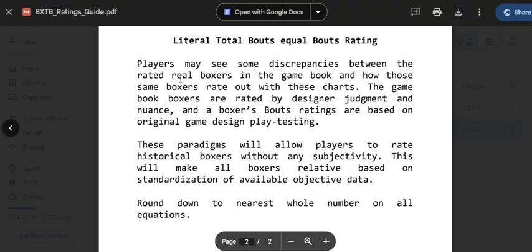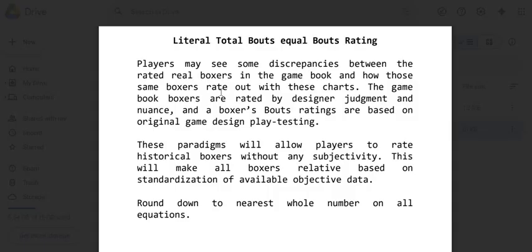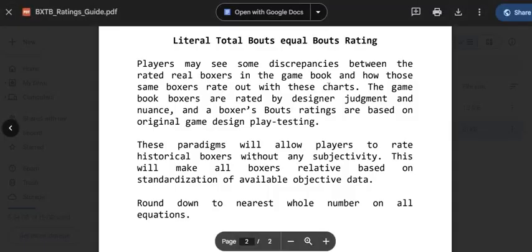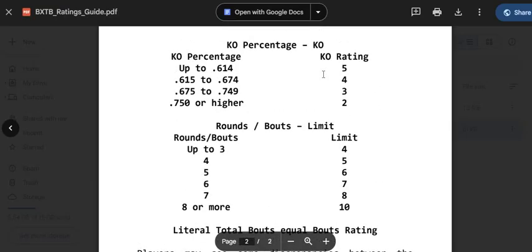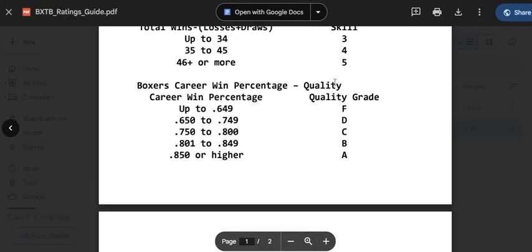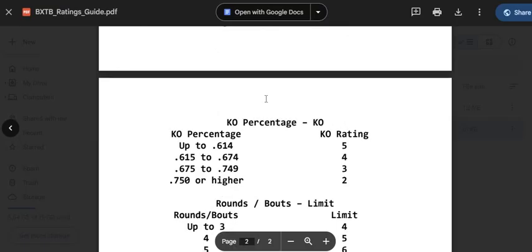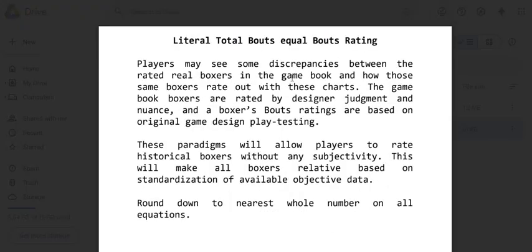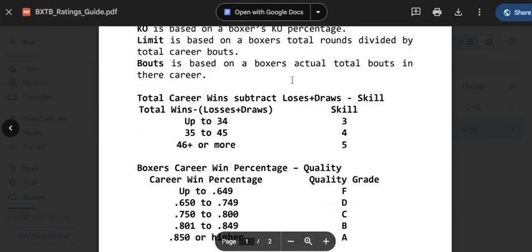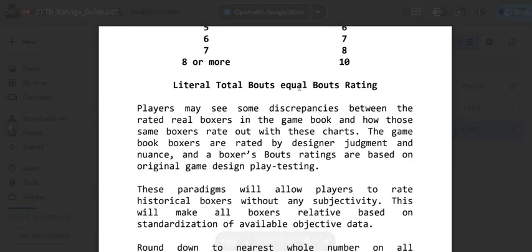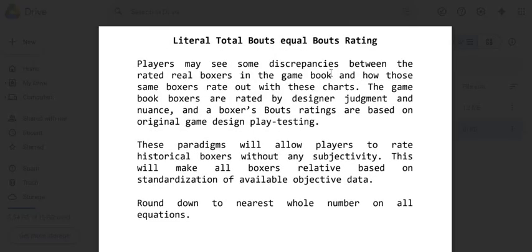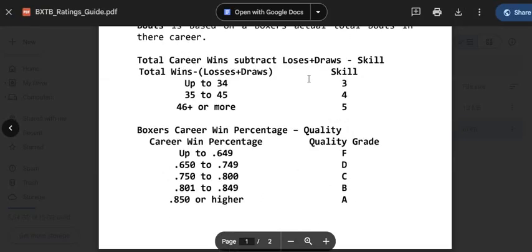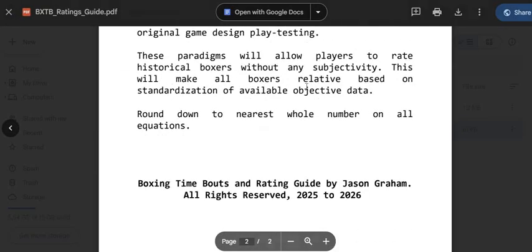So you're going to see discrepancies between the boxers that I rate in the books and using these formulas. If you rate Joe Frazier, for instance, looking at the book, Joe Frazier may not equal what it says here. That's because I used these as guidelines when I first created the playtest boxers, and then I adjusted those boxers based on playtesting. So you'll see a subtle nuance in ratings from the boxers in the books. You might find that the boxers rate differently if you make them raw.